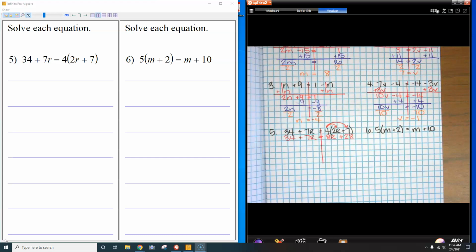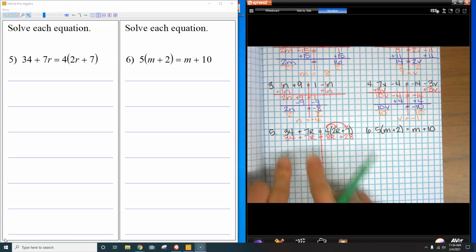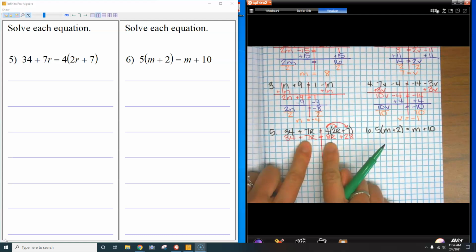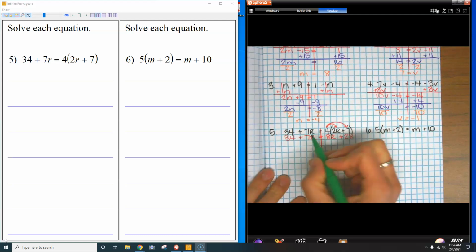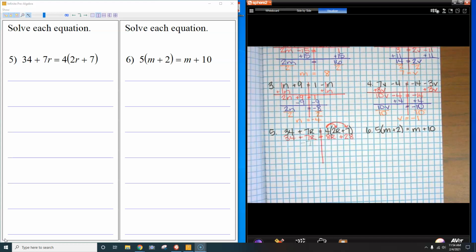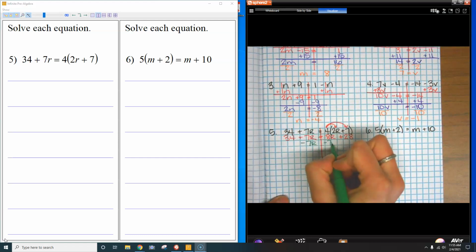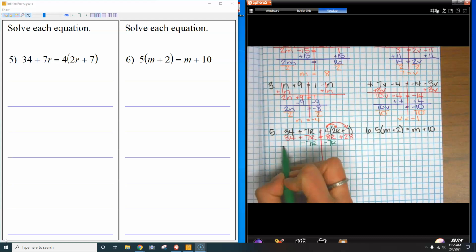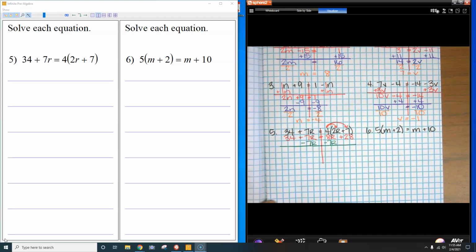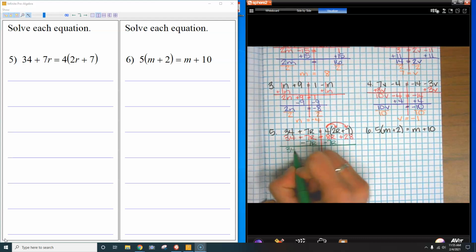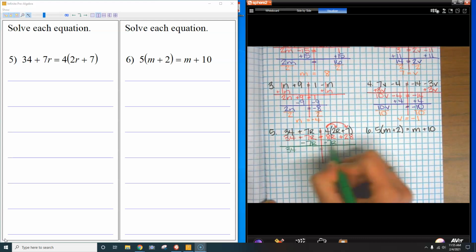Now, it's the exact same steps as what I was doing above, but I need to get rid of a variable on one side and have a variable only on one side. These are not like terms, these are not like terms. These are like terms, but they're on opposite sides. I'm going to get rid of the 7r by subtracting 7r from both sides. And again, I write the r's under the r's and numbers under the numbers to keep myself organized. So I'm going to get 34, 7r minus 7r is 0, 8r minus 7r is 1r, plus 28.